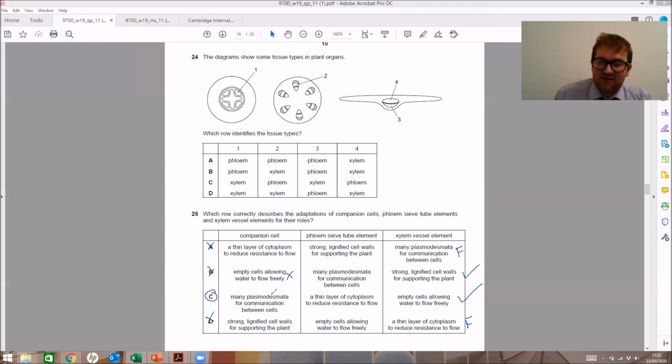So yes, there's definitely many plasmodesmata there for communication between cells in order to be able to tell when it needs to be actively pumped or not, the sucrose into the phloem or not. A thin layer of cytoplasm to reduce the resistance of flow. Well, yes, remember the phloem elements are going to be moving substances in both directions, up and down the plant. Therefore, you need to have a reduced resistance for this as well.